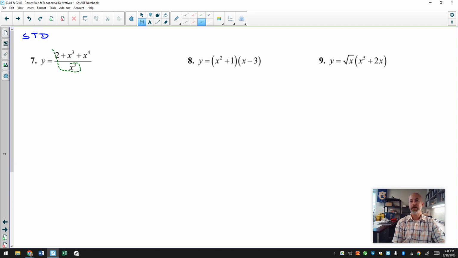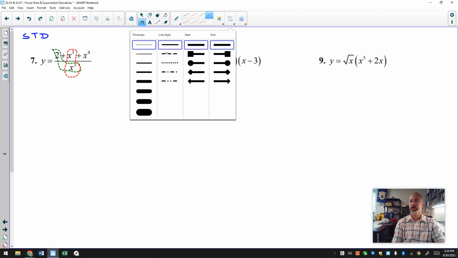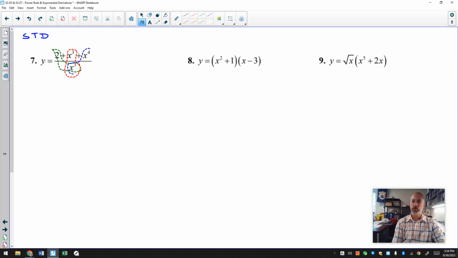And so we can do that by grouping each one of these terms in the numerator, putting it over the x cubed, plus x cubed over the x cubed, plus, take that last term, x to the fourth over the x cubed. And you can rewrite this as such. And then once I do this, I have 3 separate terms, and I can reduce those.